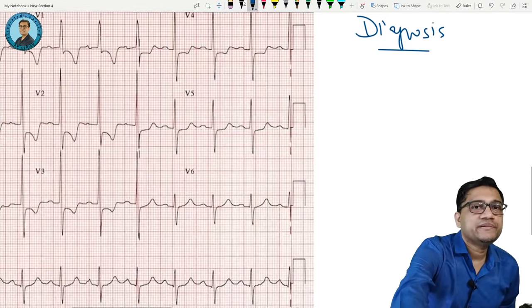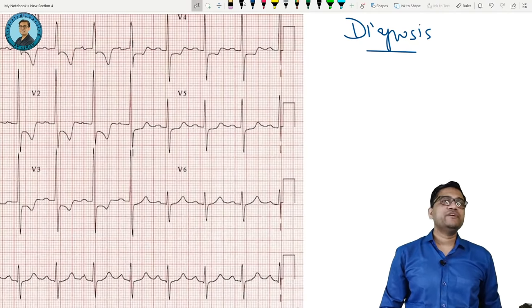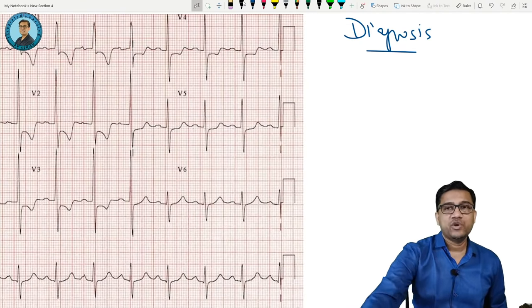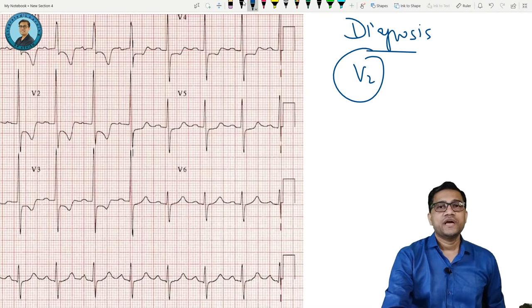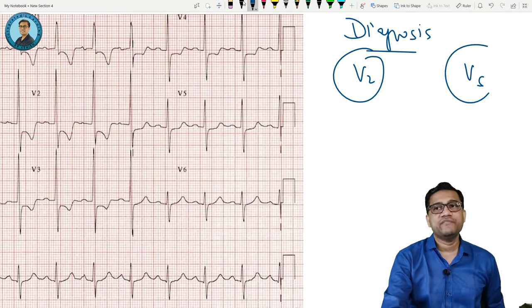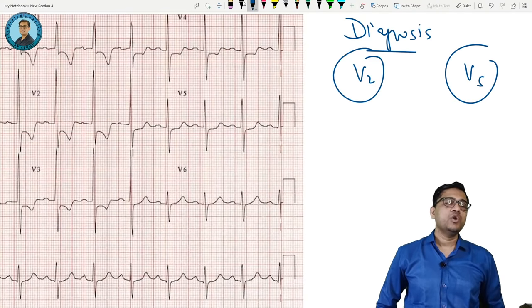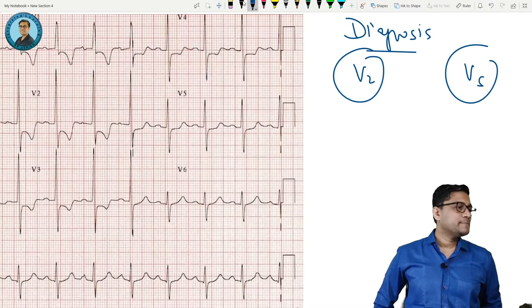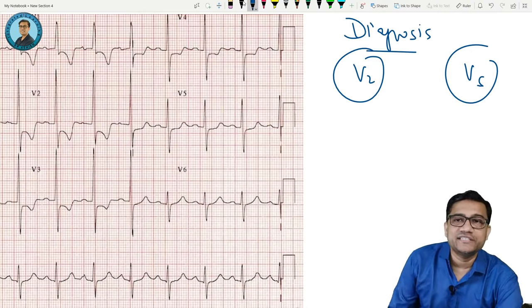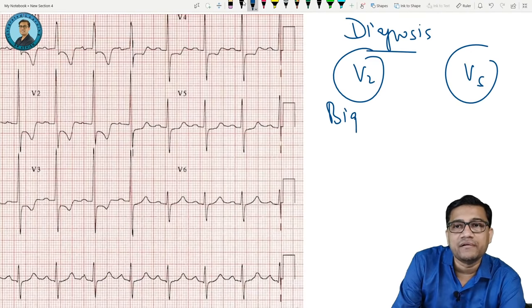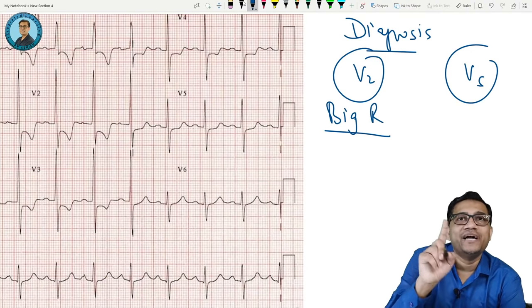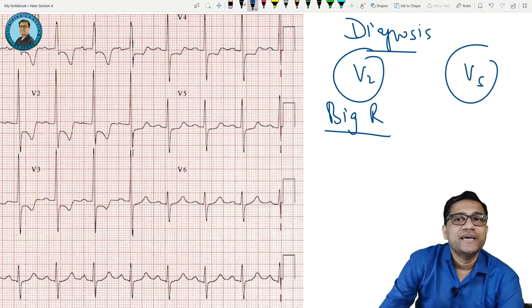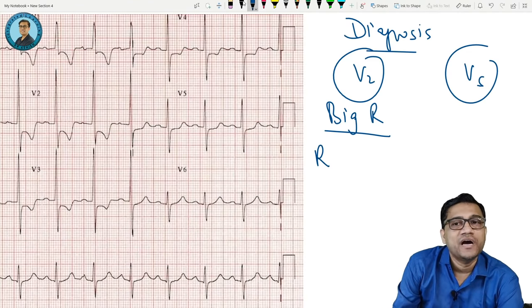Okay. Can you see it? Look at V2, not V1. Look at V2. Hint, look at V2 and look at V4, V5, okay? Mainly V5, V4, okay? Look at them. What do you see? Very good, okay? Yes, there is a very big R. Normally, R should be big in V5, V6. Here, very big R.